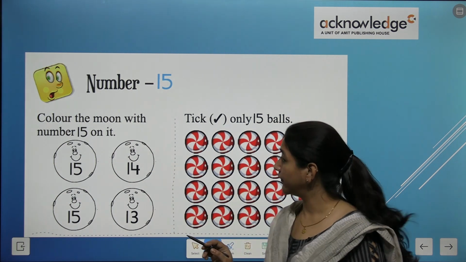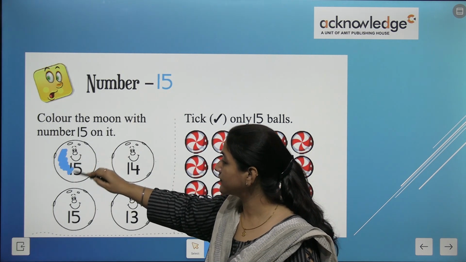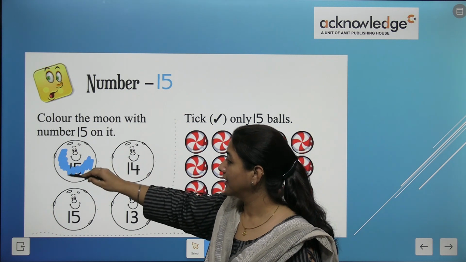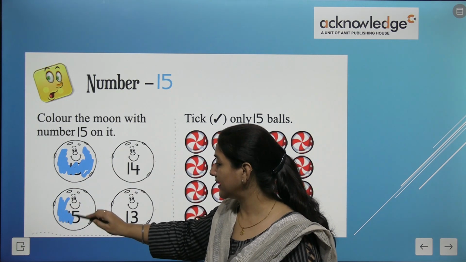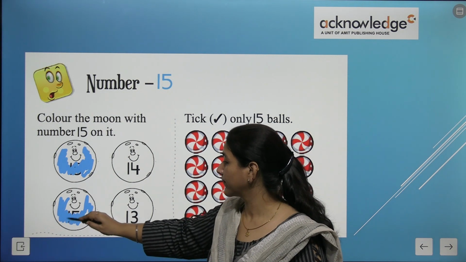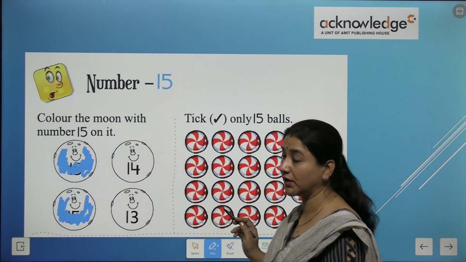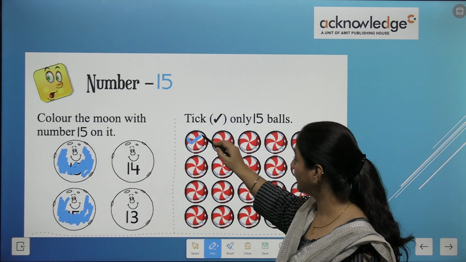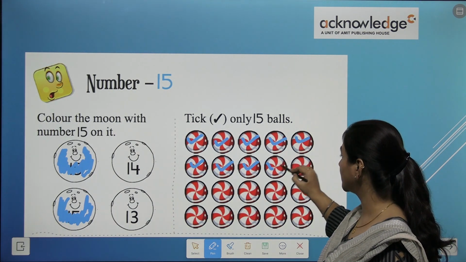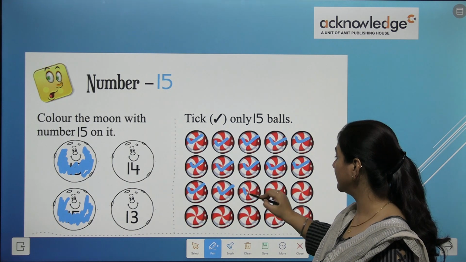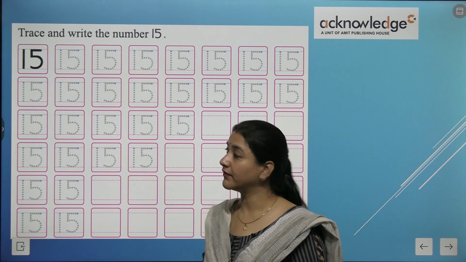Color the moon with number 15 on it. 1, 5, 15. This is number 15. So we have to color on it. Like this. Now tick only 15 balls. Now we have to count the balls till 15. 1, 2, 3, 4, 5, 6, 7, 8, 9, 10, 11, 12, 13, 14, 15. Trace and write the number 15.